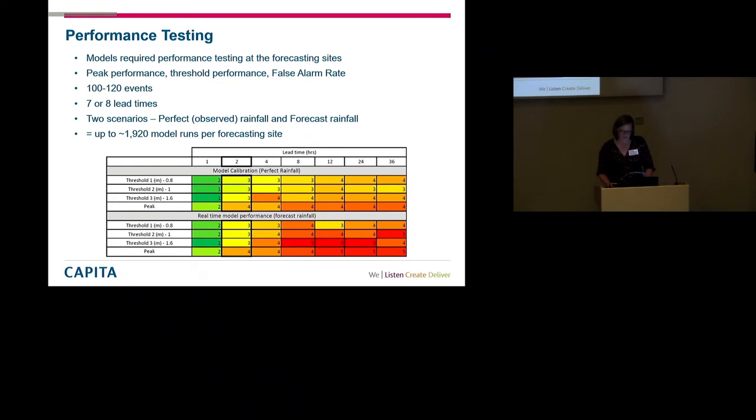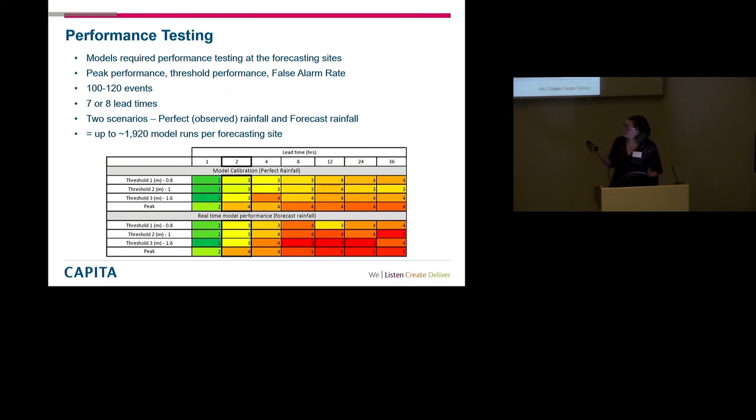This testing is done for 7 or 8 lead times and with 2 rainfall scenarios, which is perfect rainfall, which uses observed rainfall data, and forecast rainfall, which is what the forecasters use during an event from the Met Office. This image just shows an example of an output from the performance testing.